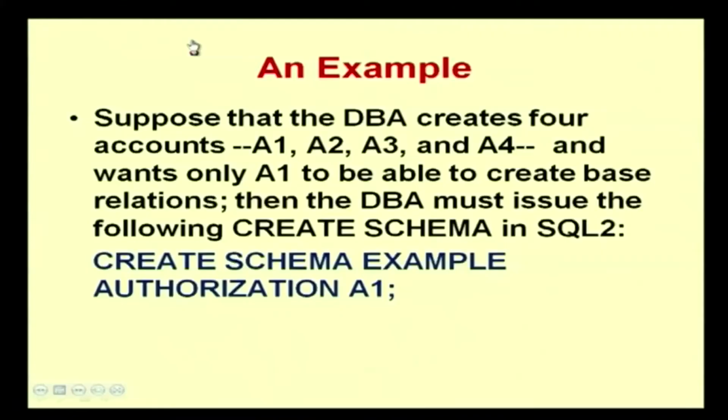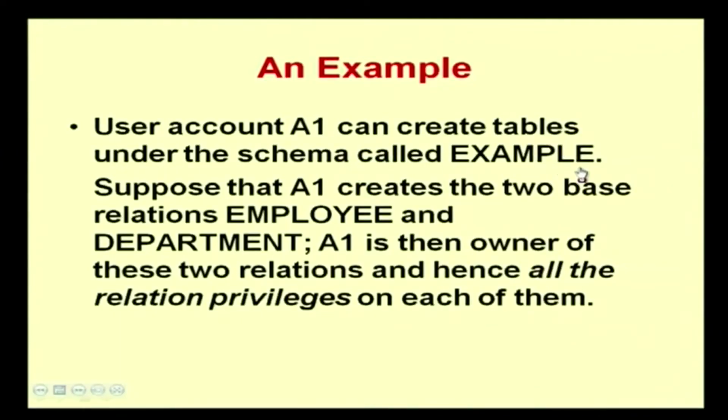So, let us take an example. Suppose that the DBA creates 4 accounts A1, A2, A3 and A4 and wants only A1 to be able to create the base relations. Then the DBA must issue the following in SQL2: CREATE SCHEMA EXAMPLE AUTHORIZATION A1. So, he is authorized to create an account A1. User account A1 can create tables under the schema called EXAMPLE. Suppose that A1 creates 2 base relations, EMPLOYEE and DEPARTMENT.